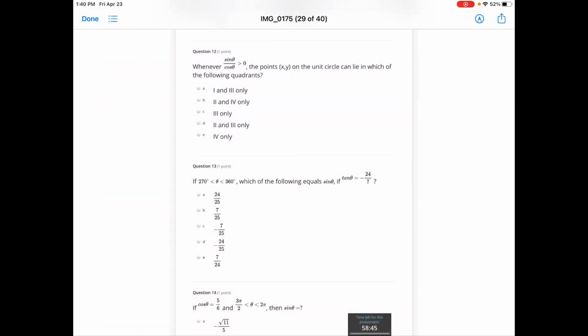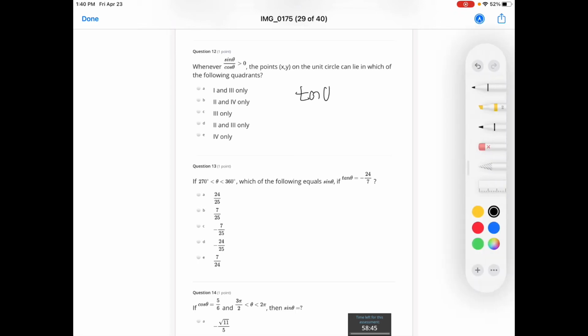Number 12 says sine theta divided by cosine theta. So that's tangent. It's telling me tangent of theta is positive. Remember, tangent is y divided by x. You got plus plus, minus plus, minus minus, plus minus. So in order for tangent to be positive, a positive divided by positive will give you positive. Also a negative divided by negative will give you positive. So it's in these two quadrants, which was quadrant 1 and quadrant 3.